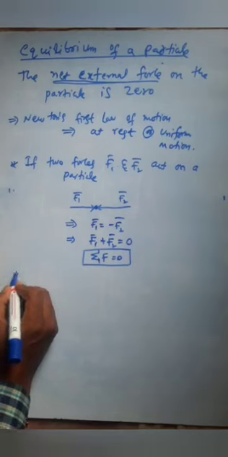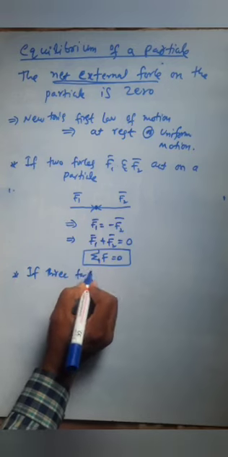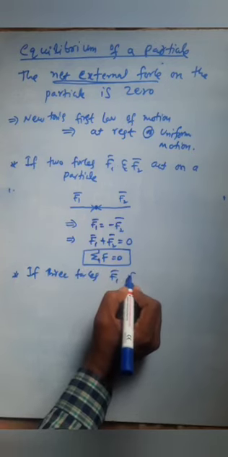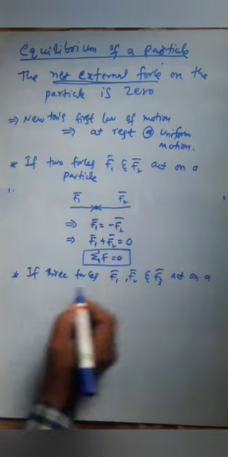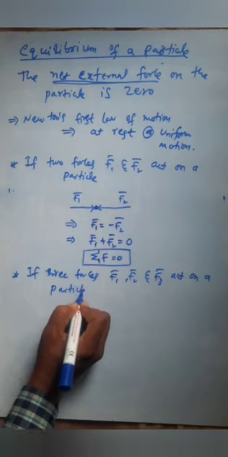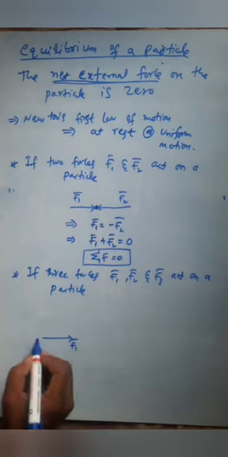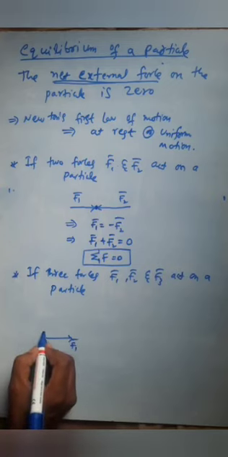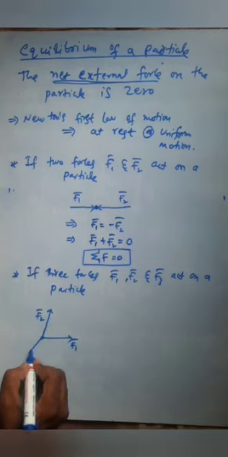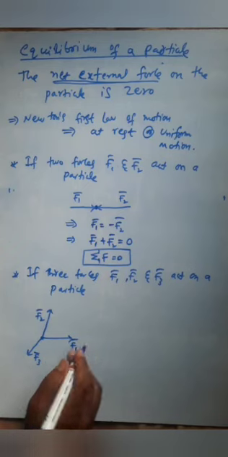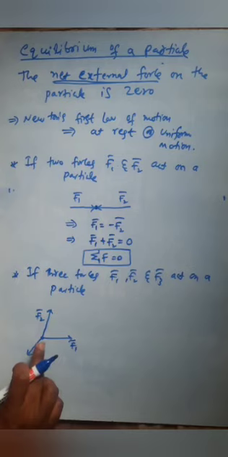Now if I am taking three forces, F1 bar, F2 bar and F3 bar acting on a particle. So this one is F1 bar, here is the particle. F2 bar is in this direction. I am taking F3 bar in this direction. So here three forces, F1 bar, F2 bar, F3 bar act on a particle.